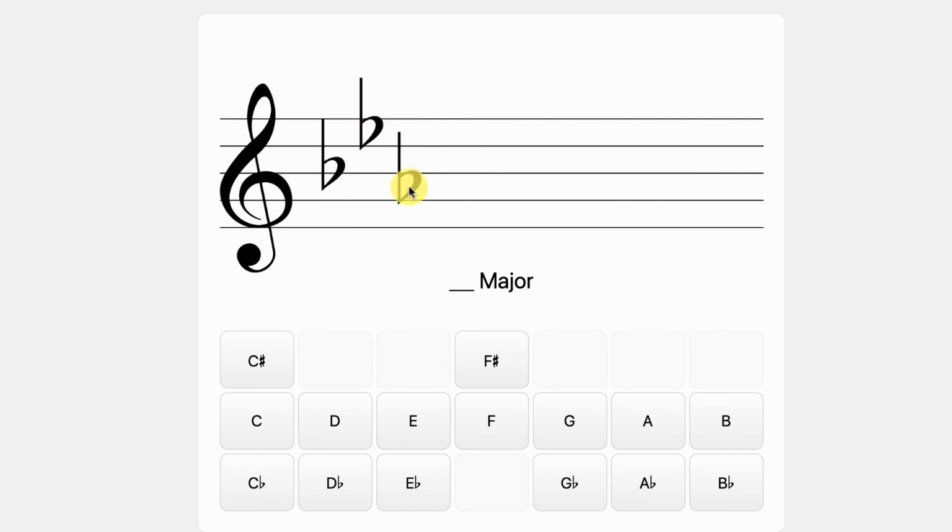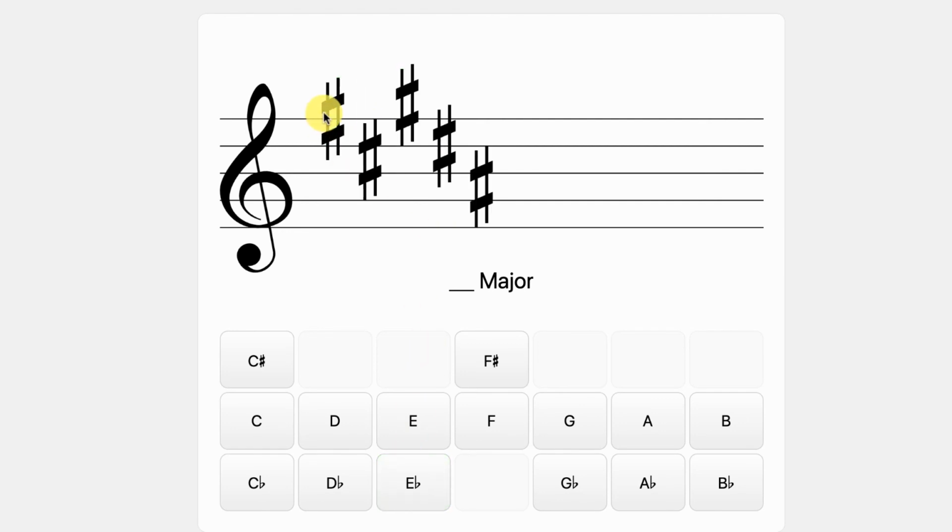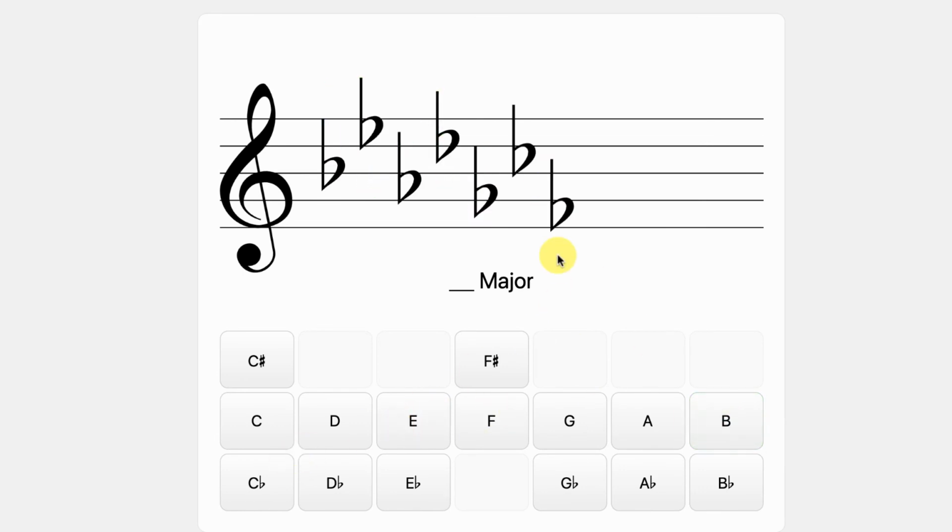3 flats. 1, 2, 3. For flats, look at the second to the last. That's the E flat. That's 5 sharps. 1, 2, 3, 4, 5. We have seen this before. That's a B major. The last sharp is A. The letter after A is B. 1, 2, 3, 4, 5, 6, 7. Ooh, we have seen that before. 7 flats. The second to the last is C flat.